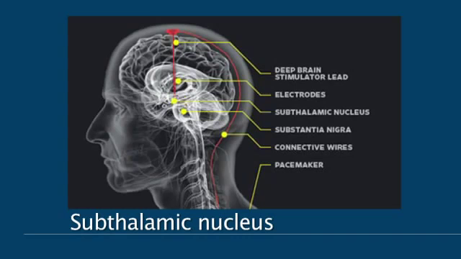Another target in the brain that can be used particularly for tremor is the posterior subthalamic area. And what I often do is target both the thalamus and the posterior subthalamic area in certain patients. And we've found that you can deliver a reasonable benefit to these patients in terms of their tremor.